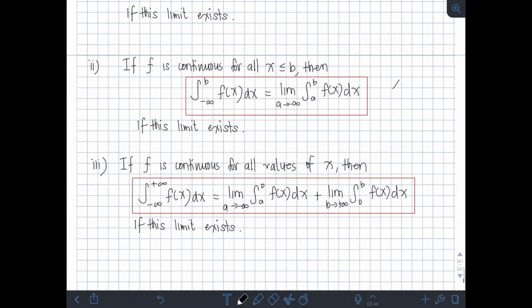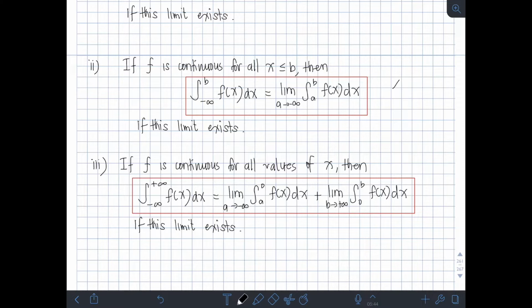And lastly, for case 3, if f is continuous for all values of x, then the integral of f of x dx from negative infinity to positive infinity is equal to the limit of integral of f of x dx from a to 0 as a approaches negative infinity plus limit of integral of f of x dx from 0 to b as b approaches positive infinity if this limit exists. Okay, so tandaan lang natin yung mga formula na to kapag mag-evaluate tayo ng improper integral.